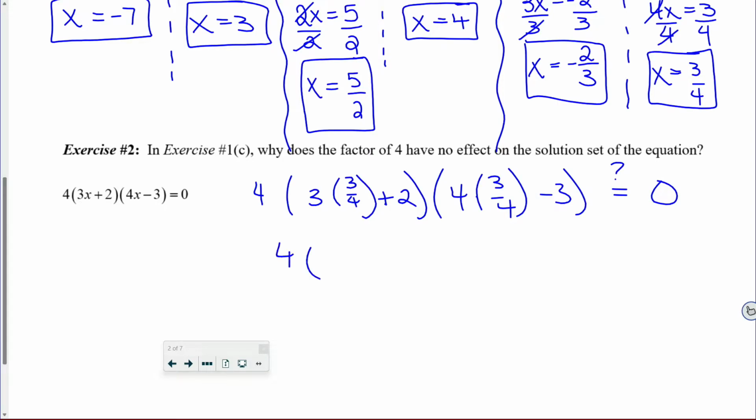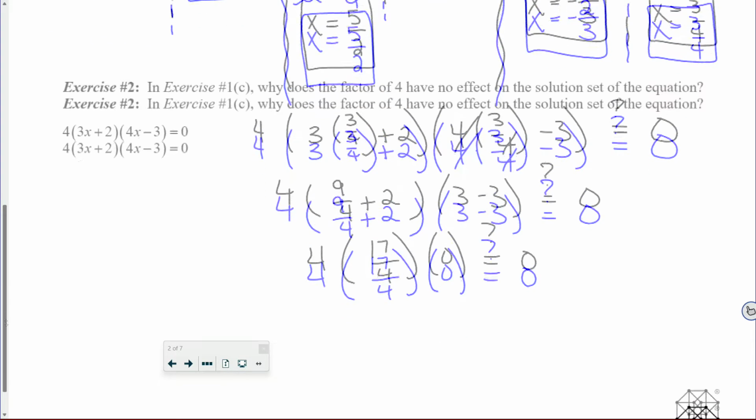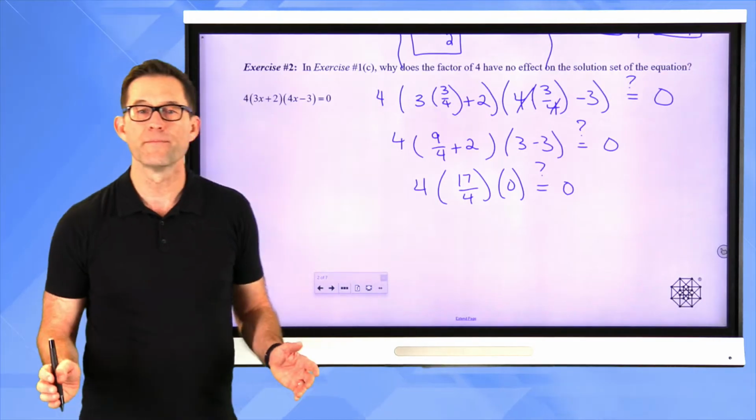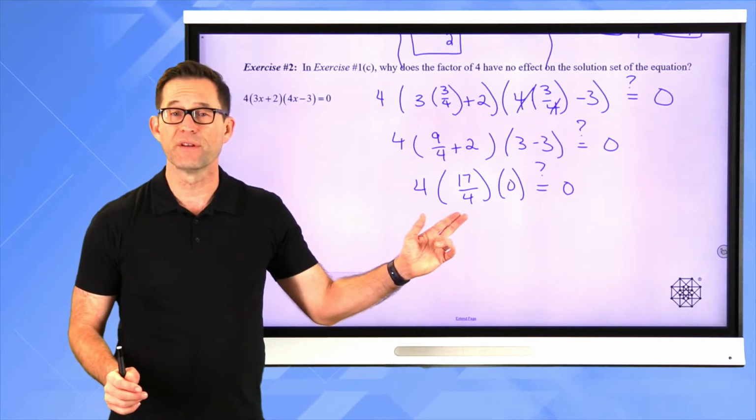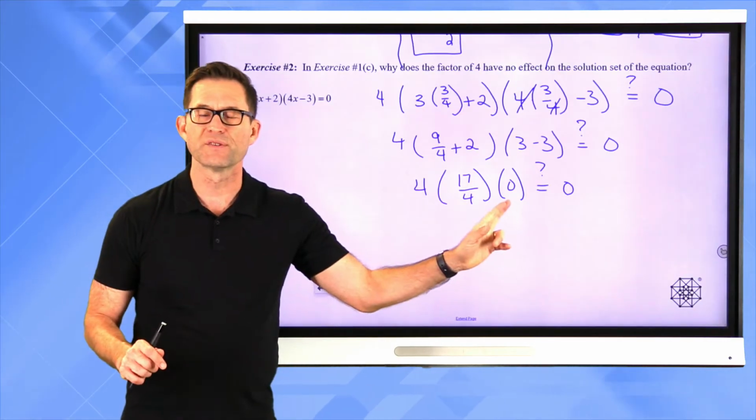Well, for a moment, I'm going to leave that parentheses alone. Well, maybe I'll work with it a little bit. That's 9/4 plus 2. Here, that'll cancel, and that'll be 3 minus 3, question mark. Why not? I've got 8/4 and 9/4, which is 17/4, and 0 equals 0. And now, let's take a look, right? I've got 4 times 17/4. Now, those 4's cancel, but that's totally irrelevant, times 0.